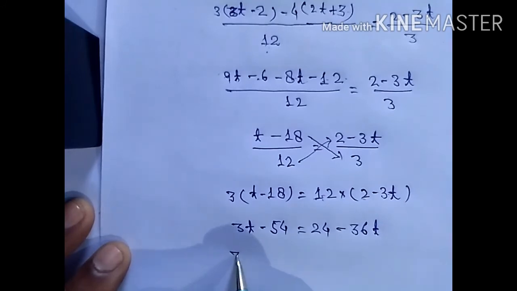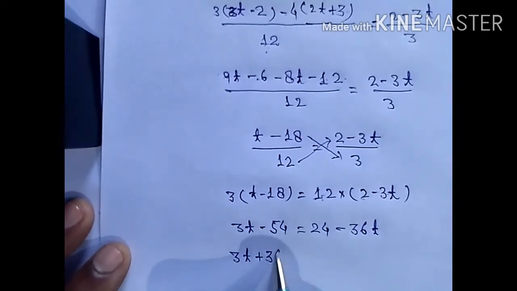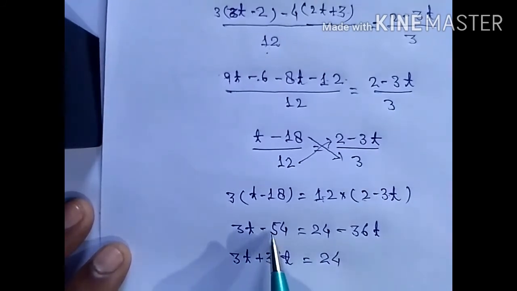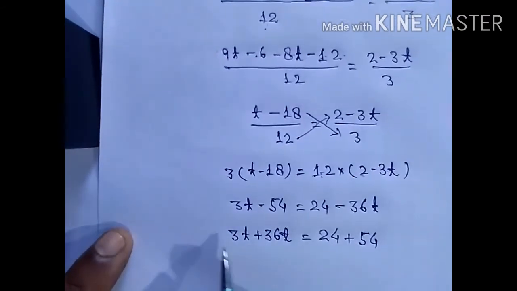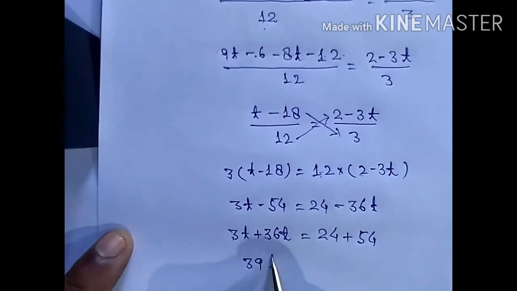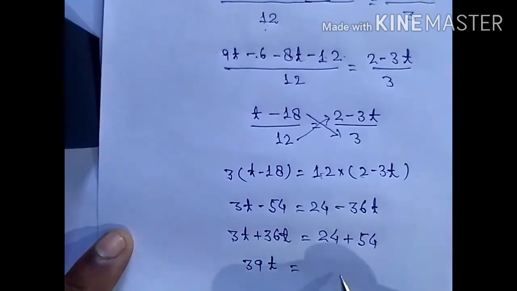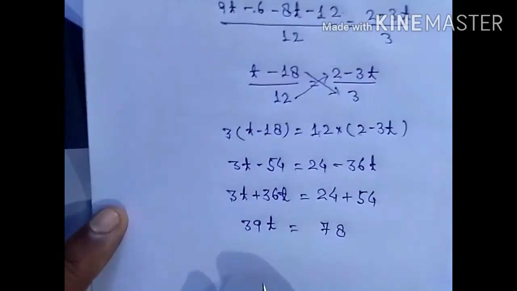Now transpose the variables to one side of the equation and the numbers to the other side of the equation, student. So this one will be 3t, this one minus 36t. After transposing it will be plus 36t is equal to 24, and this one is negative here, student. After transposing it will be positive, plus 54. Now add these, 3 and 36, that is 39t is equal to 24 plus 54, that is 78. 39t is equal to 78.